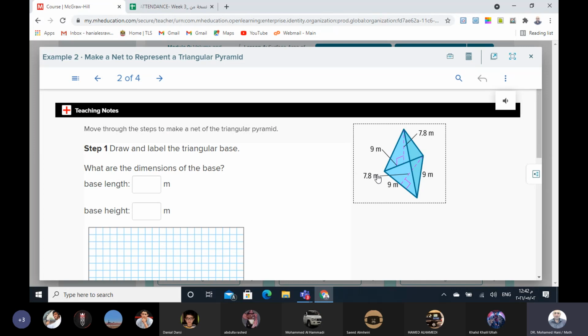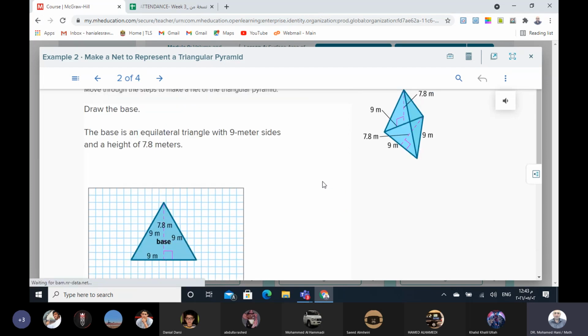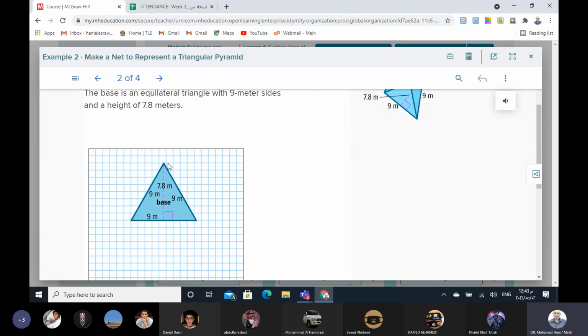So what do I do? Start from the base. Draw and label the triangular base. What are the dimensions of the base? Base length. Base length will be what? Will be 9. So we can write here 9. And base height. The base height will be 7.8. So this is the base of the pyramid triangle.